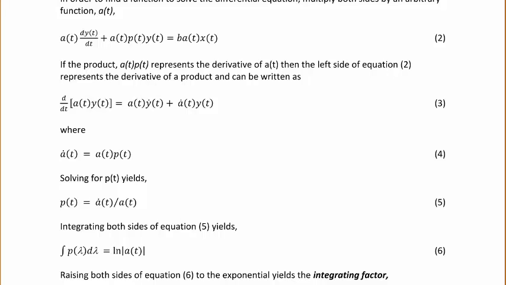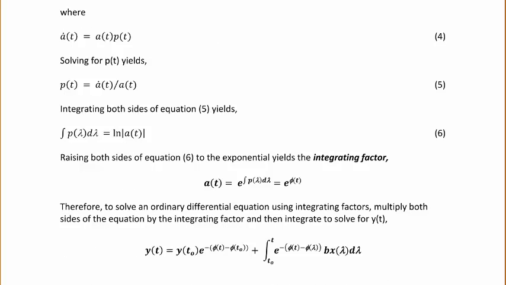Recall this is only true if a dot(t) is equal to a(t) times p(t). Solving for p(t) yields p(t) is equal to the derivative of a divided by a. Integrating both sides of equation 5 yields the integral of p(lambda) d lambda is equal to the natural log of the magnitude of a(t). Raising both sides of equation 6 to the exponential yields the integrating factor, which we will use extensively in this class. a(t) is equal to e to the integral of p(lambda) d lambda, or e to the phi(t).